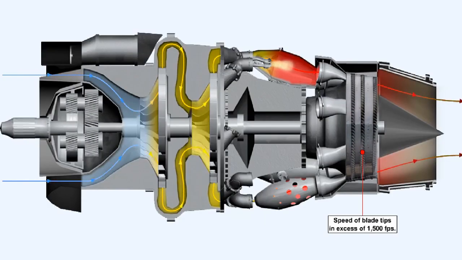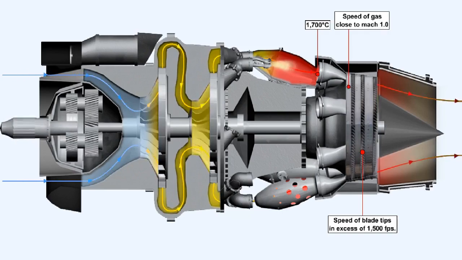During normal operation of the engine, the rotational speed of the turbine may be such that the blade tips travel at a rate in excess of 1,500 feet per second. At the same time, the temperature of the gases driving the turbine can, in a modern engine, reach as high as 1,700 degrees Celsius. The speed of these gases is as high as 2,500 feet per second. That is close to the speed of sound at these temperatures.